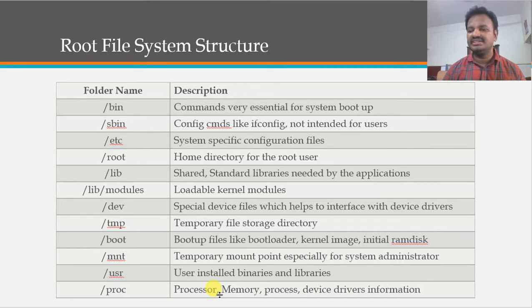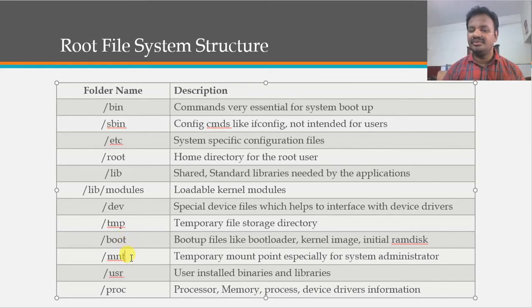Lib modules contains loadable kernel modules. Dev is the one which contains special device files, which help to interface with the device drivers. And tmp is the temporary file storage directory, which can be accessed by all the users, but a file opened by one user cannot be accessed by another one. But the folder itself is completely accessible by all the users basically. And boot will have the bootstrap files like bootloader, kernel image, initial RAM disk, all those things.